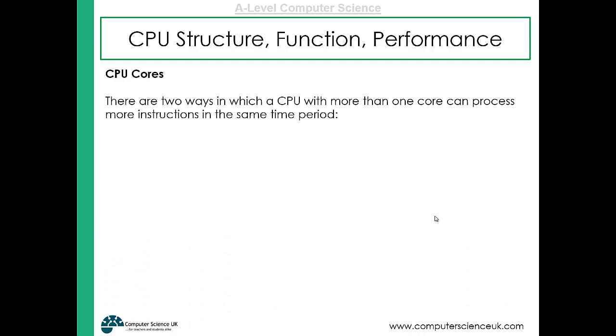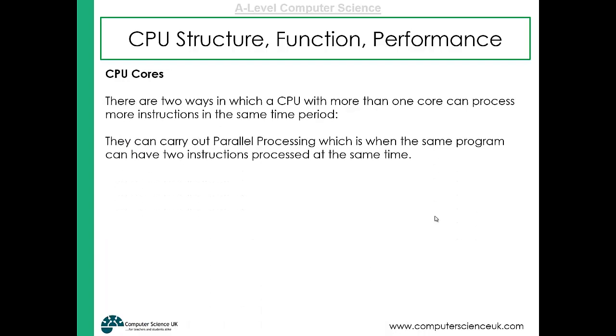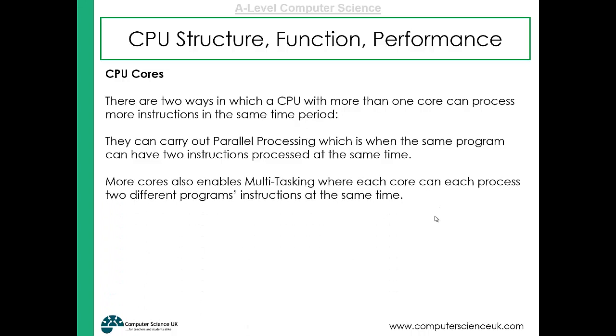So there are 2 ways in which a CPU with more than 1 core can process more instructions in the same time period. They can carry out parallel processing, which is when the same program can have 2 instructions processed at the same time. More cores also enables multitasking, where each core can process 2 different programs' instructions at the same time. So there's 2 different ways that more cores can benefit the performance of a computer.